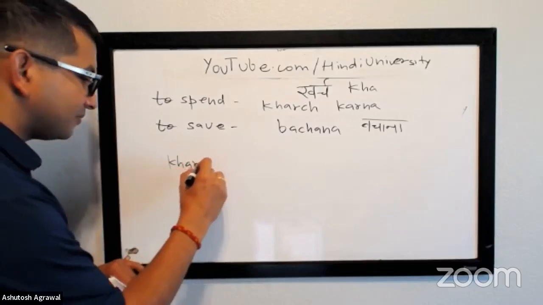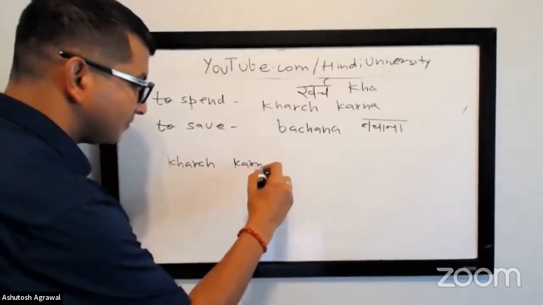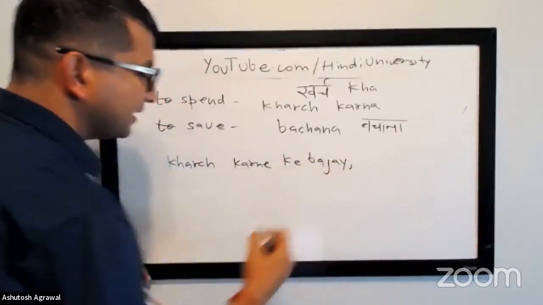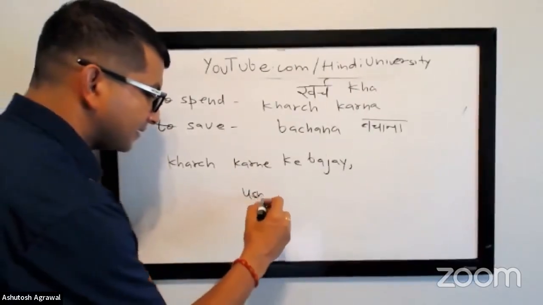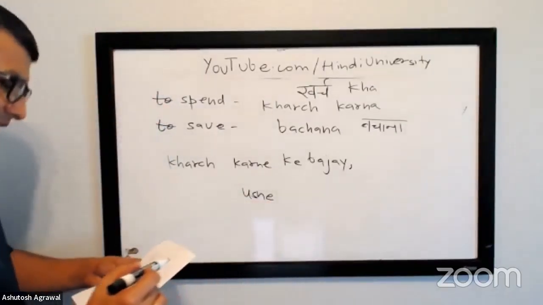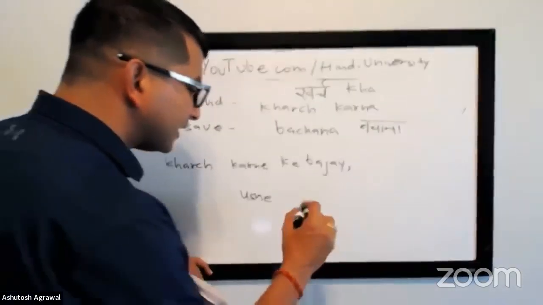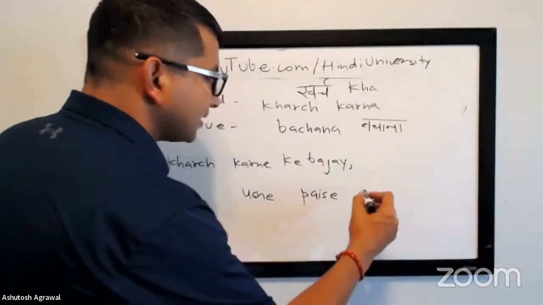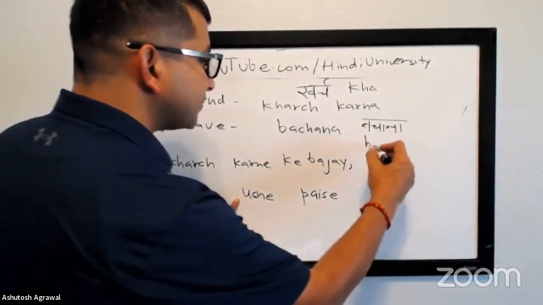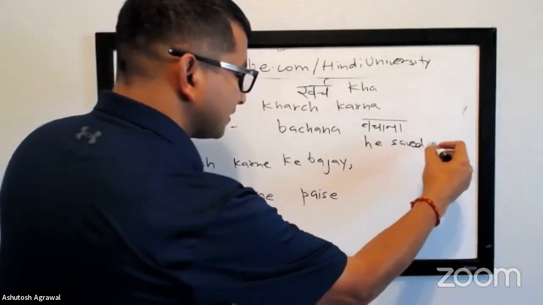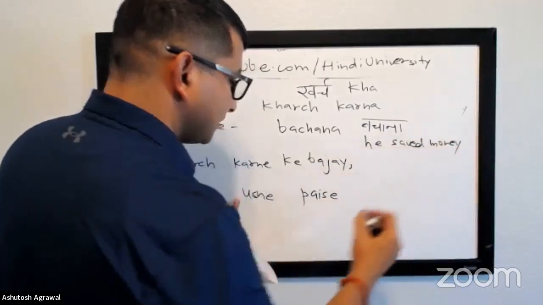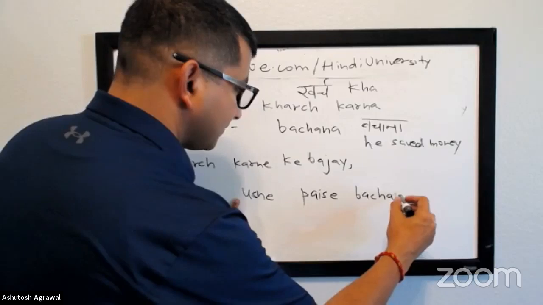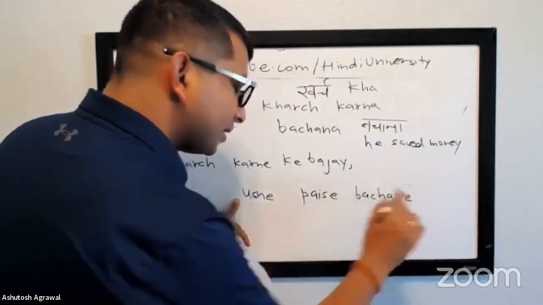खर्च करने के बजाय उसने बचाया. Okay, if you want to say he saved money, we keep it simple. He saved money. उसने पैसे बचाया. Okay, I'm going to just use plural here.